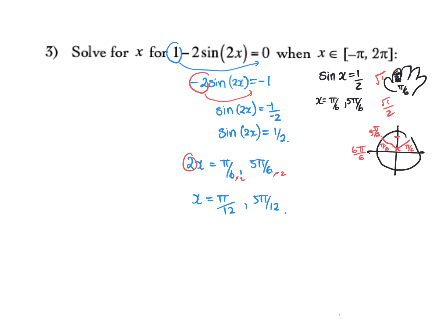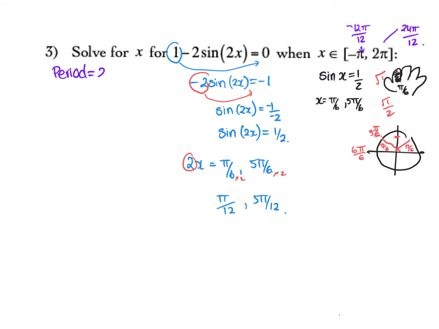Go back to where they want our domain. So they actually want us from negative 12 pi on 12, I'm just changing it to 12ths so I can see, and again, back up to 24 pi on 12. So I need to add and subtract the period to these two answers. Let's find the period first.